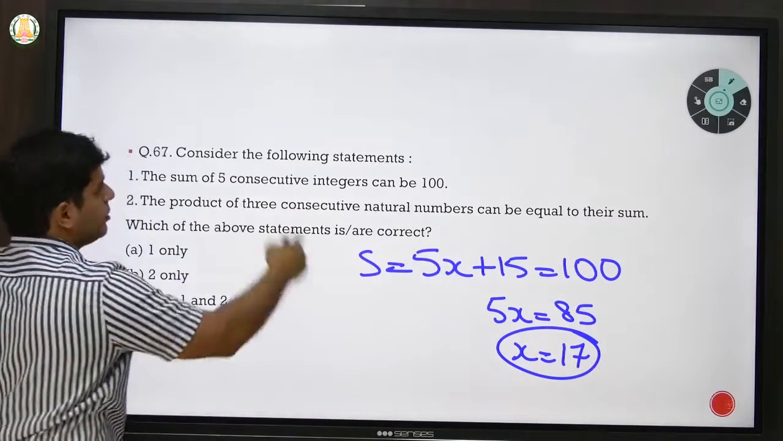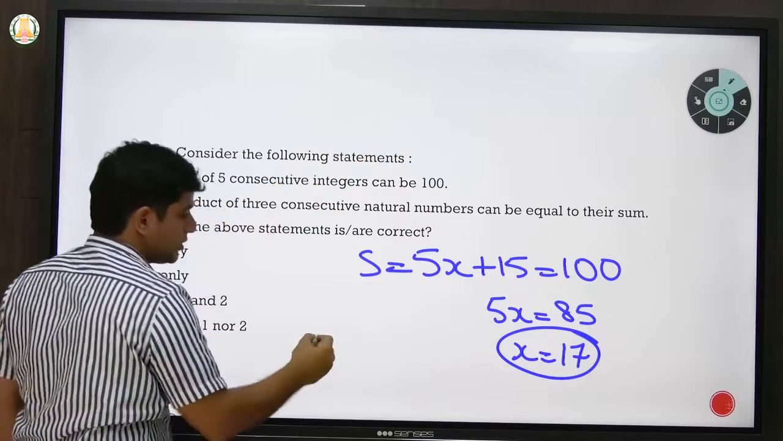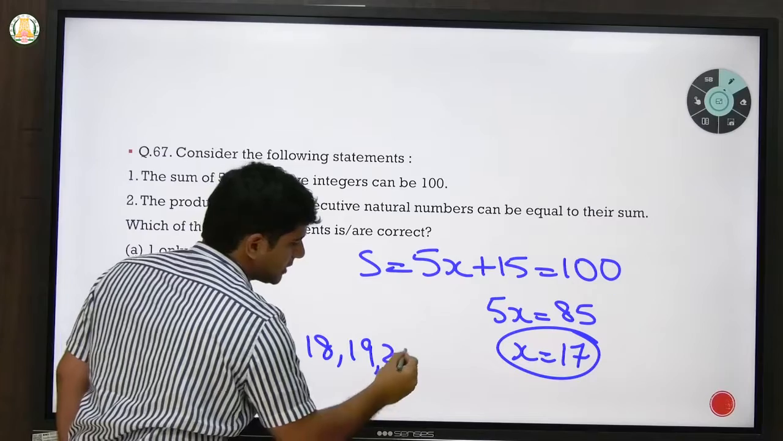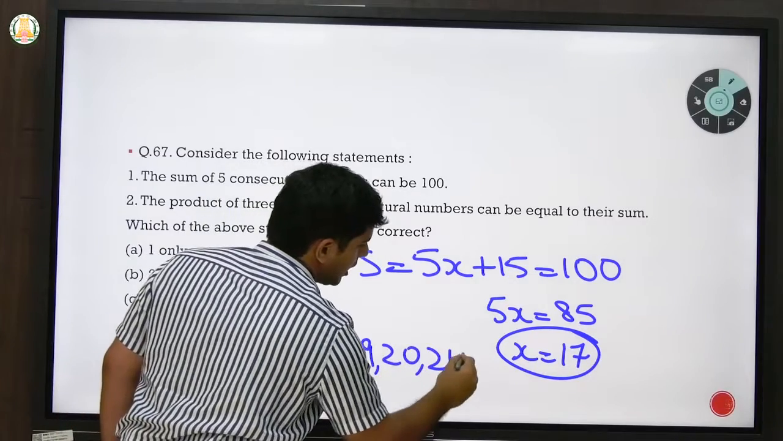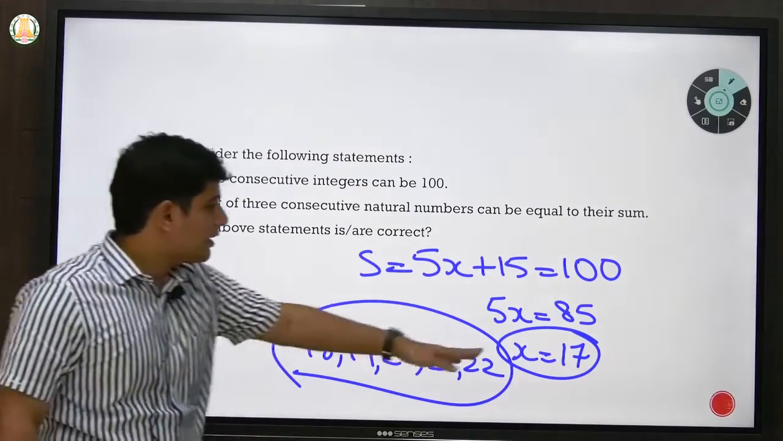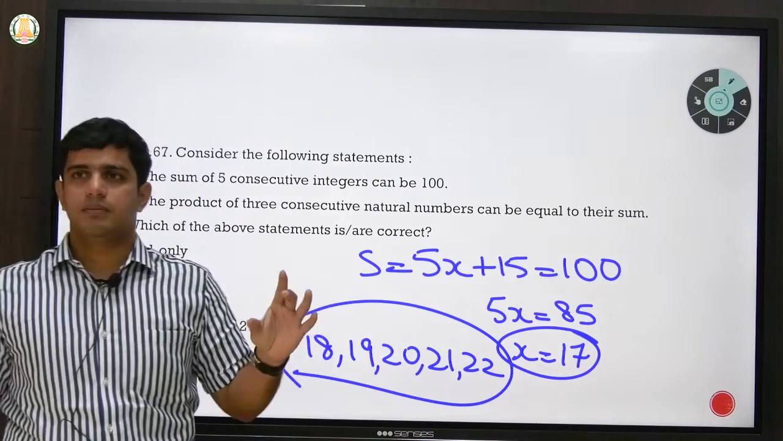Okay. So now it was x plus 1, plus x plus 2, plus x plus 3. So this will be 17 plus 1 is 18, 17 plus 2 is 19, 17 plus 3 is 20, 21 and 22. Again I got the same set. Only that earlier x was 20, now x is 17. But this depends on the form you have chosen.